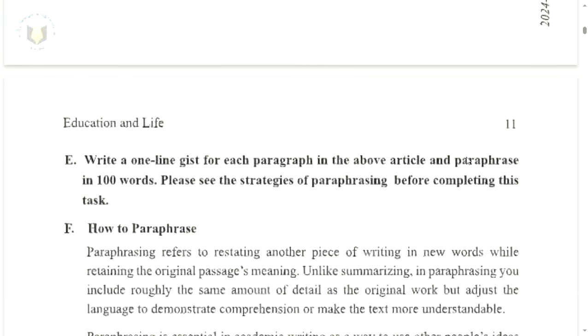F. How to paraphrase. Paraphrasing refers to restating another piece of writing in new words while retaining the original passage's meaning. Unlike summarizing, in paraphrasing you include roughly the same amount of detail as the original work but adjust the language to demonstrate comprehension or make the text more understandable.